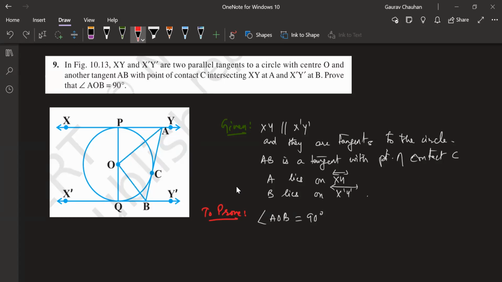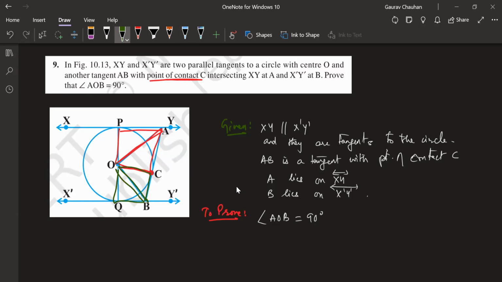Now, my mind is going, why have they mentioned point of contact C at all? Is that going to hold some relevance in my answer? Let's see what we can do with C. One simple thing I can do is join this. Maybe that will give me some hint. Now when I join this, I start seeing that I'm getting a few triangles here. I'm getting this triangle and this triangle, and also these two triangles.